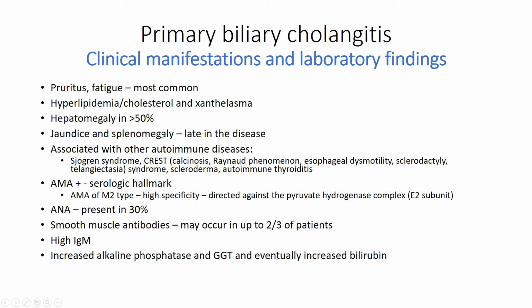And jaundice and splenomegaly may occur late in the disease. The splenomegaly is primarily because of portal hypertension. The jaundice is because of bile duct loss. Okay, so that's late in the disease.